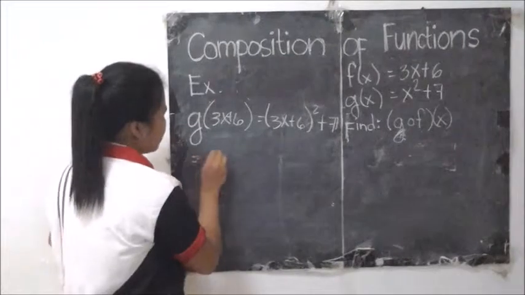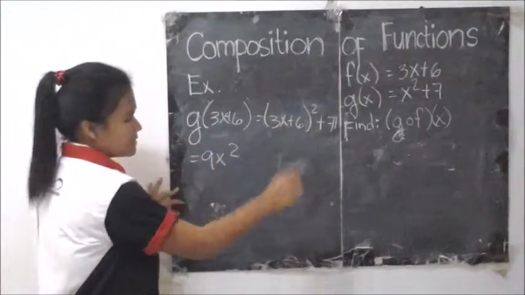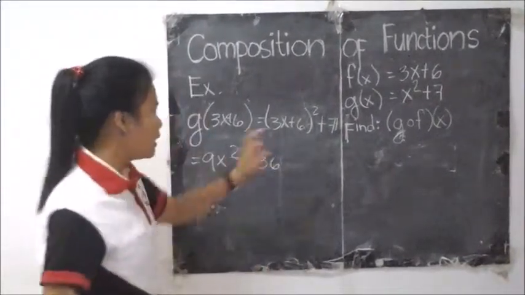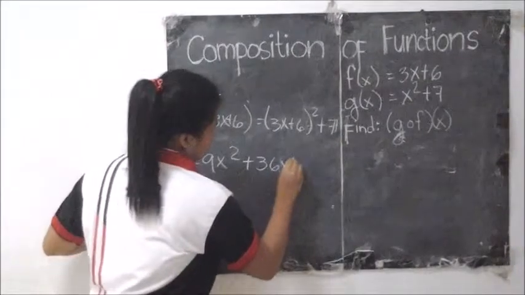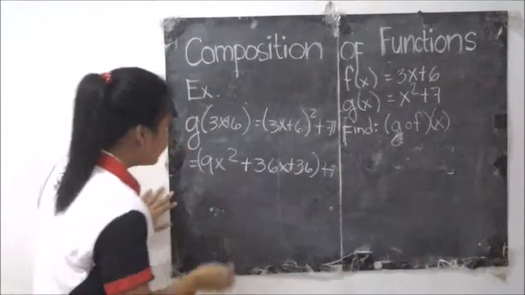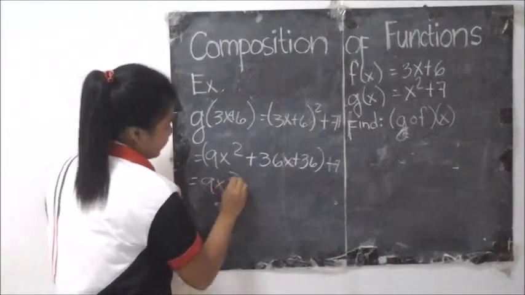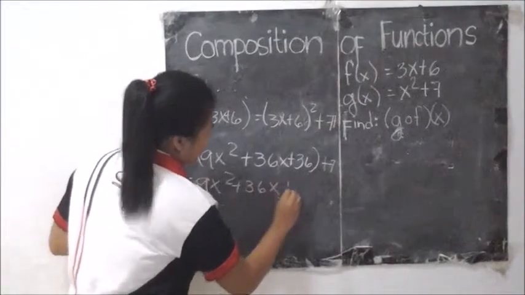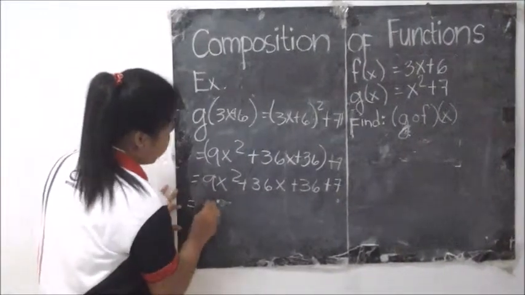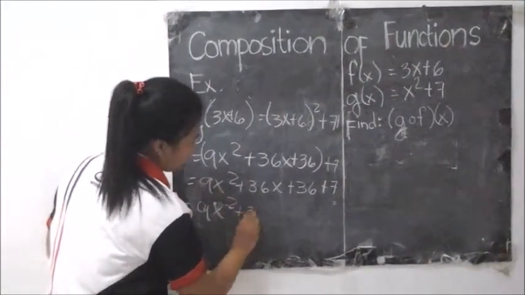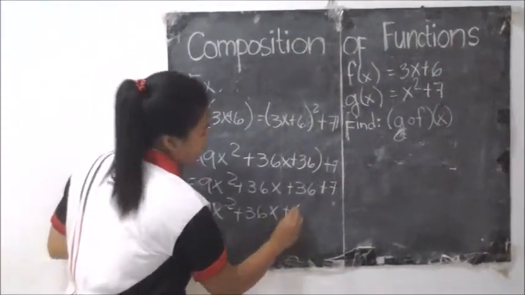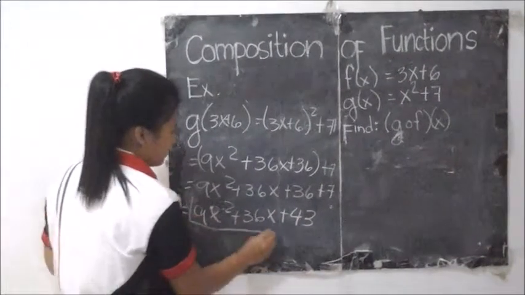3 squared is equal to 9x squared. 3x times 6 is equal to 18, times 2 is equal to 36x. Then the square of 6 is 36, plus 7. Then remove the parentheses: 9x squared plus 36x plus 36 plus 7. Then combine the like terms. It will become 9x squared plus 36x plus 36 plus 7, which is equal to 43. Then it will become our final answer.